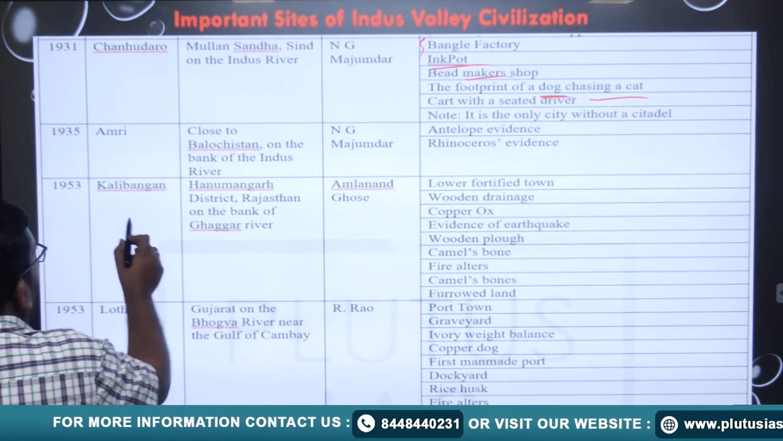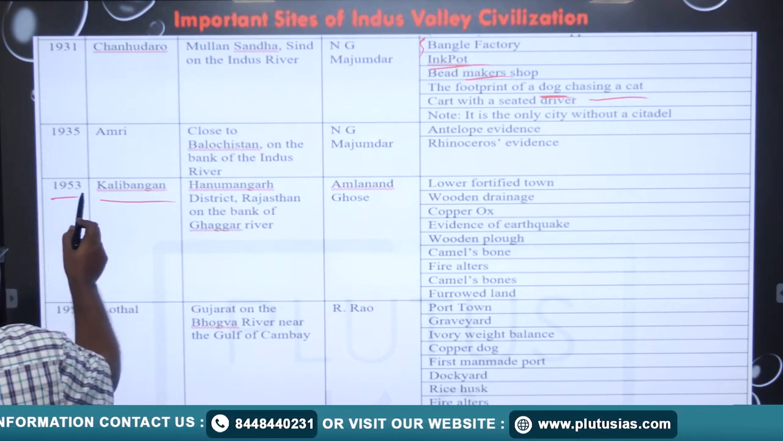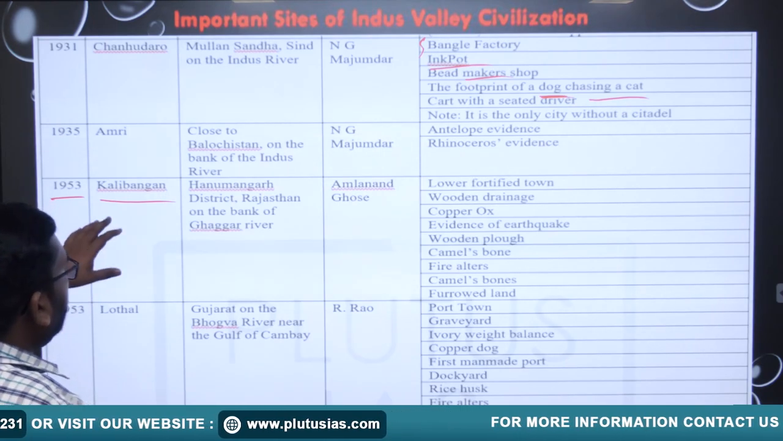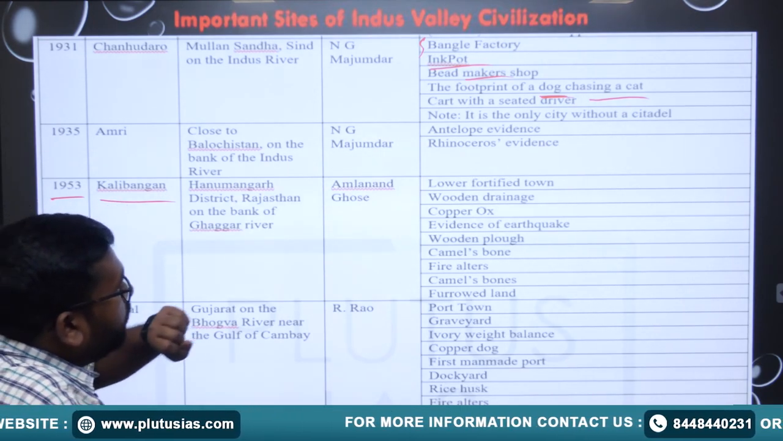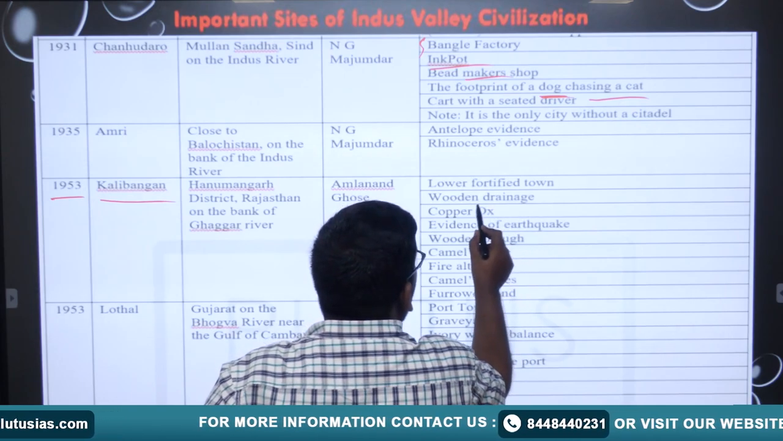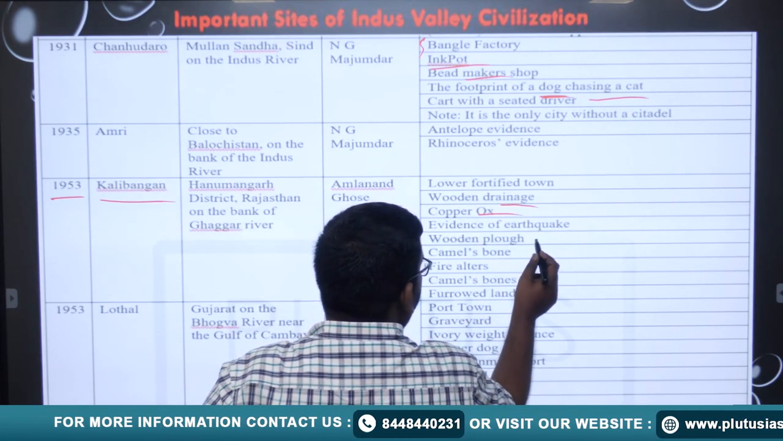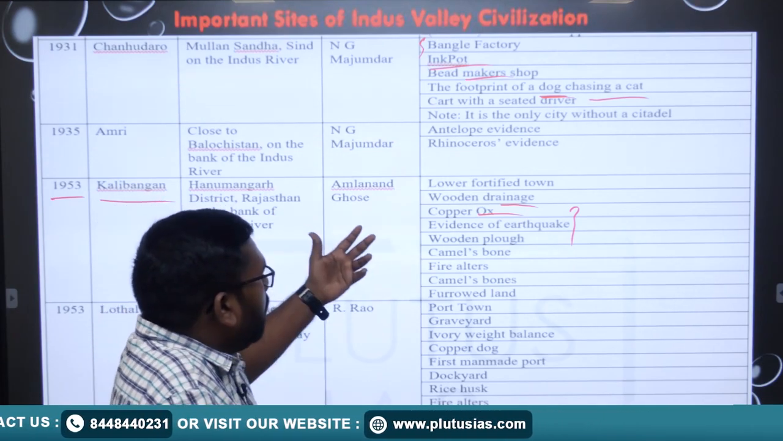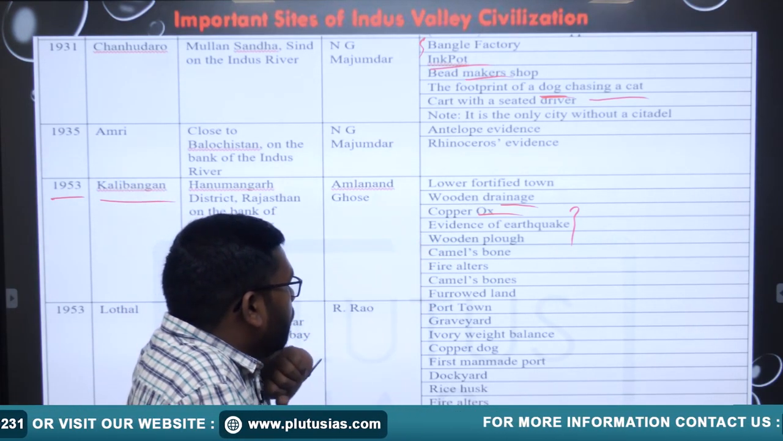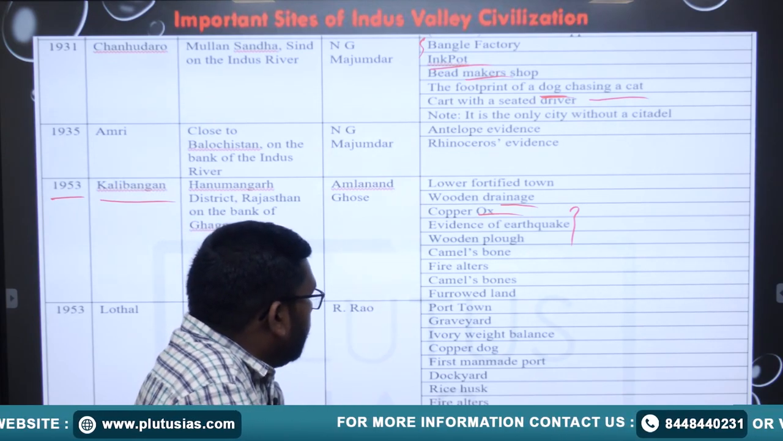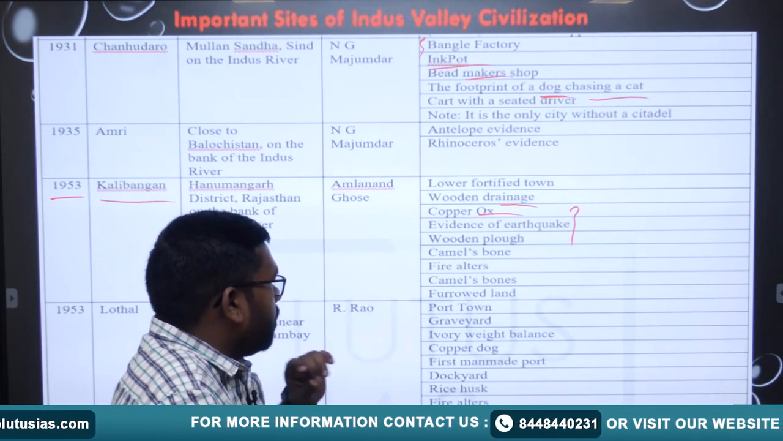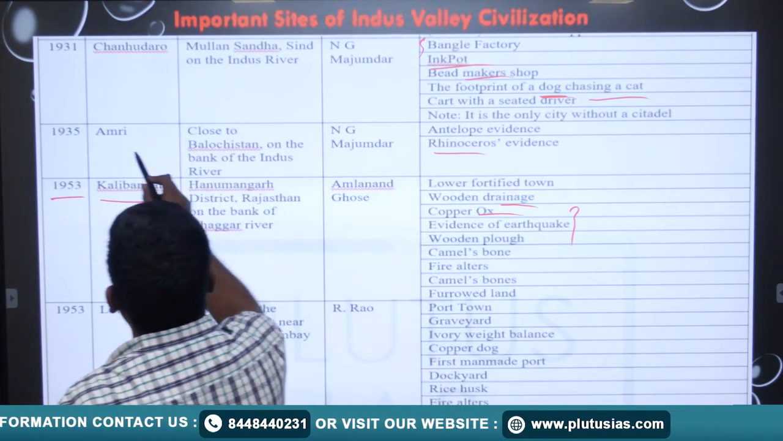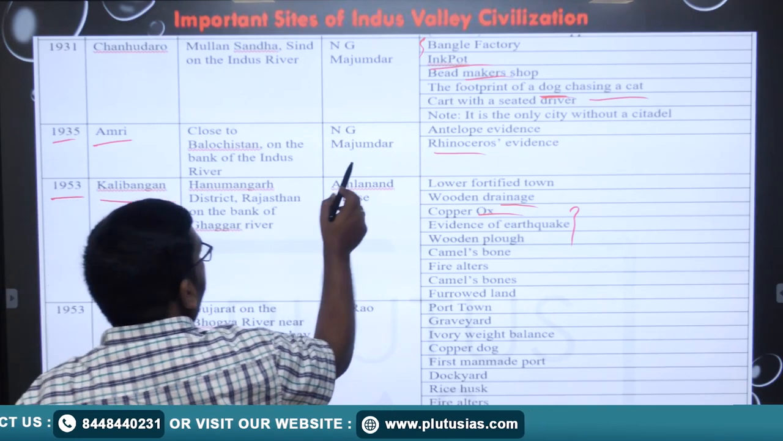Other is Kalibangan, which was discovered after independence in 1953. This is especially in the Hanumangarh district of Rajasthan. Here we have found the lower fortified town. Wooden drainage is available, copper, and we have evidence of an earthquake. So evidence of an earthquake happened in Kalibangan. Here some camel bone is found from this region. Fire altars are found here. Then we have furrowed land in these regions. Okay. Rhinoceros evidence is found from the Amri region, which was discovered in 1935 by N.G.